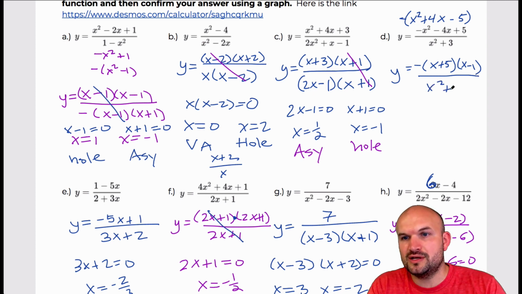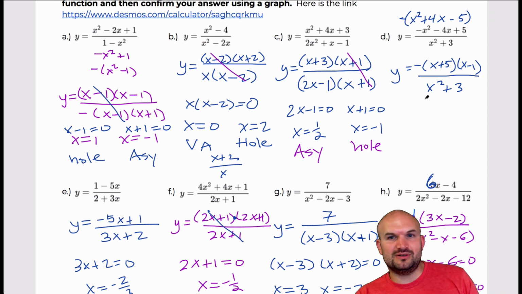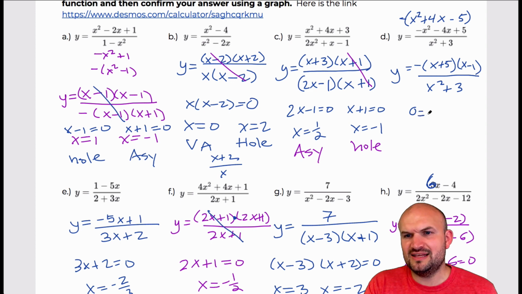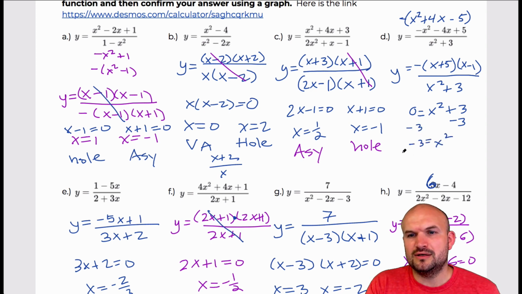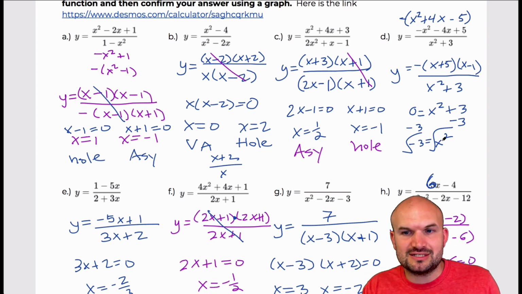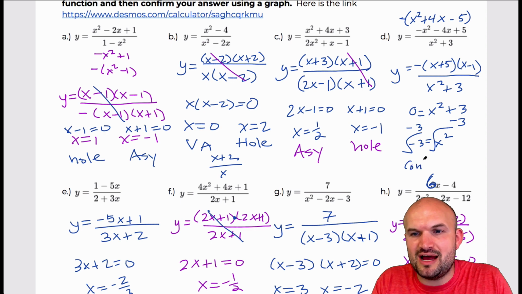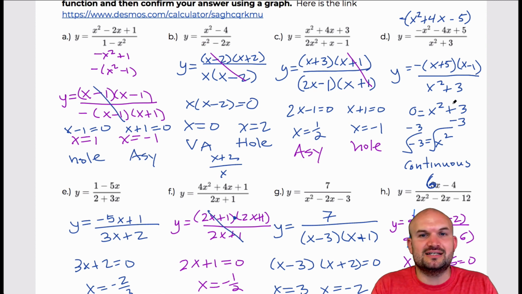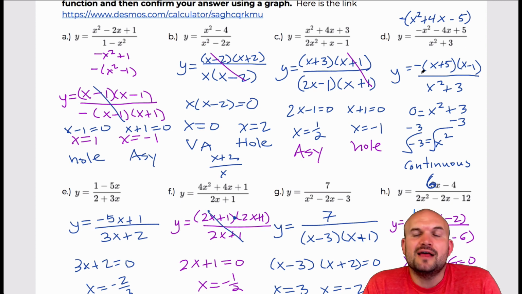So I could go through all this work, but if the denominator is non-factorable, it doesn't really matter if the numerator is factorable. If I set my denominator equal to 0, like let's find these discontinuities, x squared plus 3, so I go ahead and subtract a 3. Negative 3 equals x squared. Take the square root. There's no real number that I can take the square root of a negative number to give me x. So guess what? This is a continuous graph. There are no discontinuities. So when you're identifying the discontinuities, make sure that your denominator can be solved under the real number system. Otherwise, if you can't, then it is a continuous function.